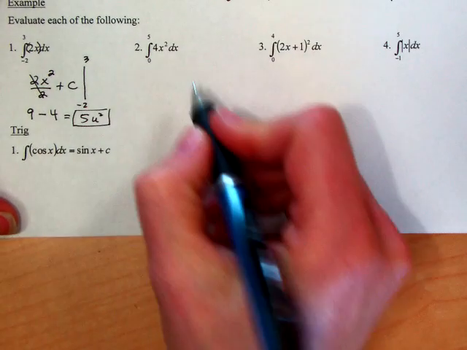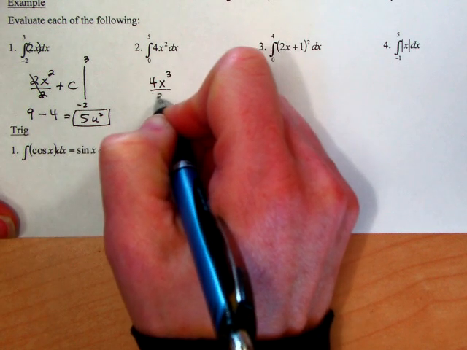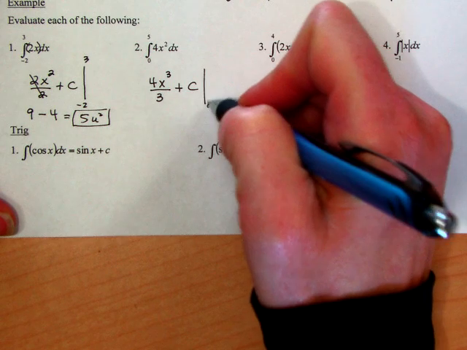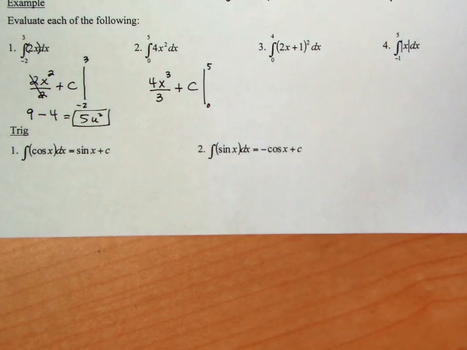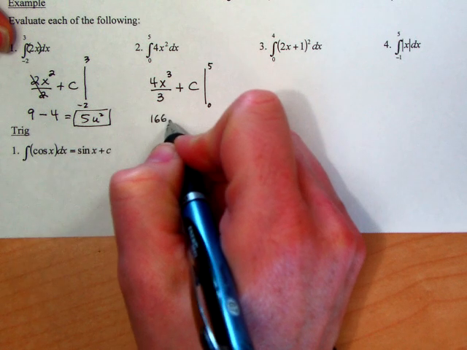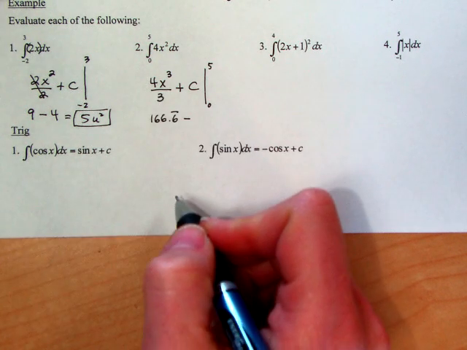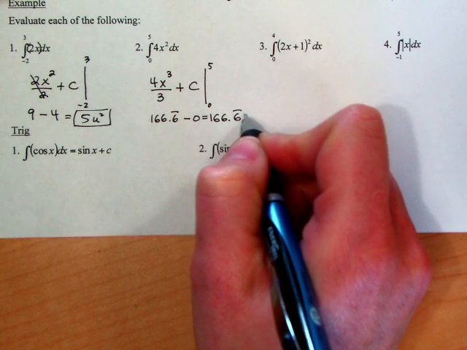Number 2 is a 4x squared, so my antiderivative is going to be 4x cubed over 3 plus c, and we're going to evaluate that from 0 to 5. So I'm going to plug a 5 in. 5 cubed is 125. Hold on, I'll grab my calculator. Then we're going to times that by 4/3. So 125 and then 4/3 gives 166.6 repeating. Then we minus what would happen if I plugged in a 0. 0 cubed is 0, and then times 4/3 is 0. So our answer is just 166.6 repeating.